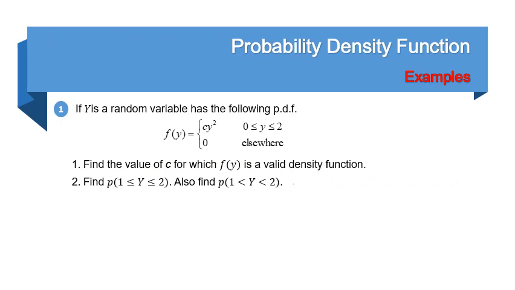Now this is our first example for the continuous random variable, and as you see here, he gave us the probability density function for the random variable y as cy squared when your variable y works from 0 to 2, and 0 elsewhere. The first requirement he is asking us to get is the value of c in the density function, such that your probability function here is a valid one.